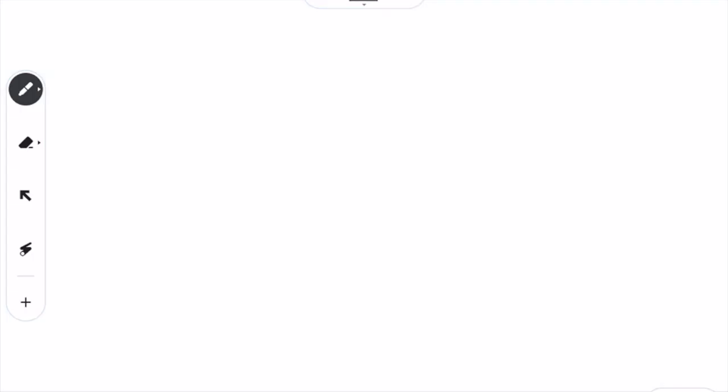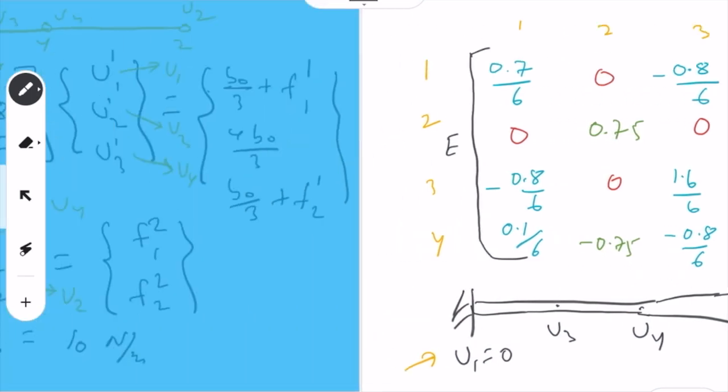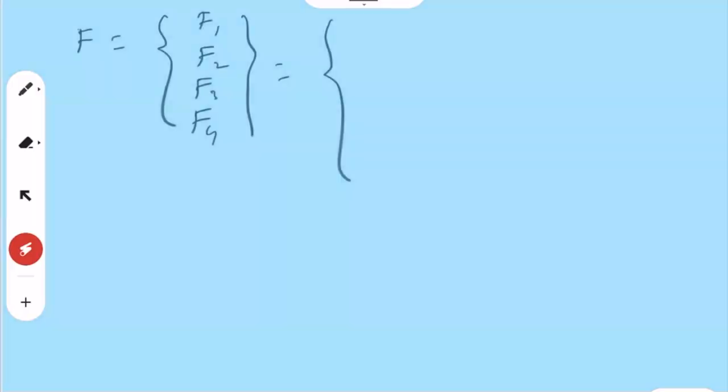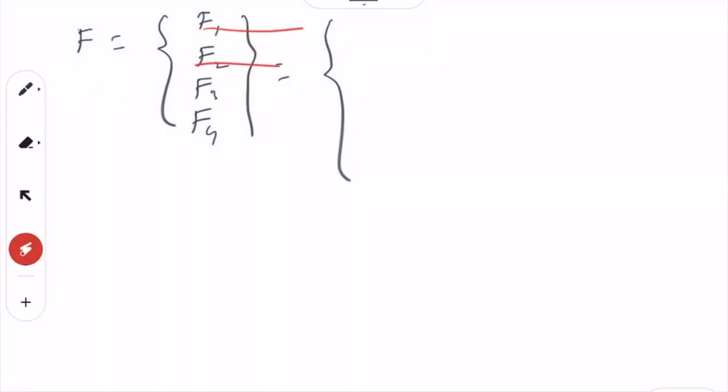So the force vector f1, f2, f3, f4 will be equal to, let's assemble it. The first equation we have is b naught over 3, where b naught is equal to 10 Newton per meter. So we have 10 over 3, plus F11, 40 over 3, 10 over 3, but this will be in numbers 1, 3 and 4. So 1, 3 and 4 will be 10 over 3, 40 over 3, 10 over 3. Okay, so just write first.